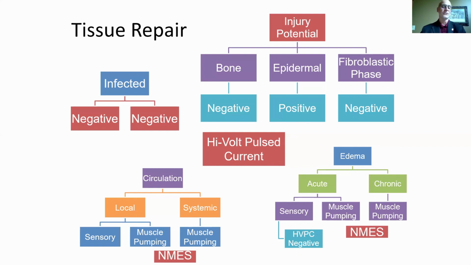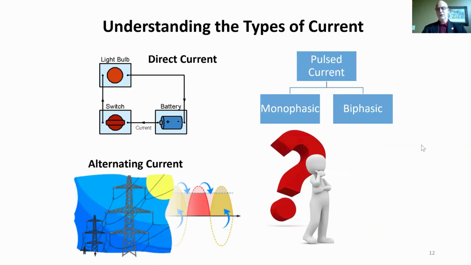And when you have increased circulation to that area, then you can affect tissue healing. What we're going to spend our time on is really the high volt pulsed current and the direct current with respect to the injury potential, because that's a little bit more confusing to most people. So one of the things as we're talking about current is to understand the basic different types.